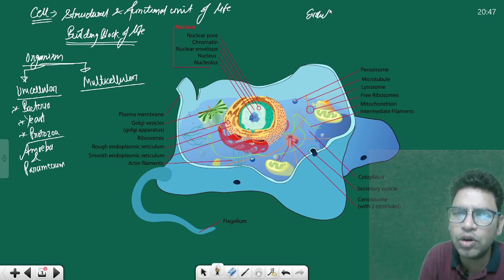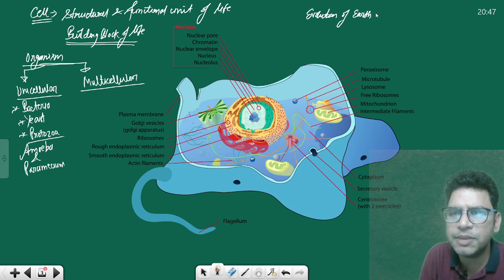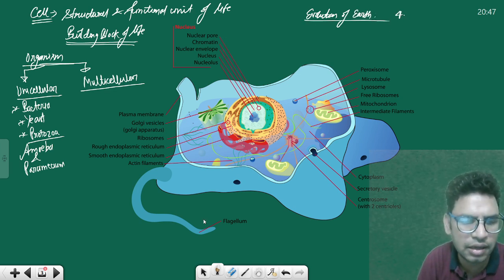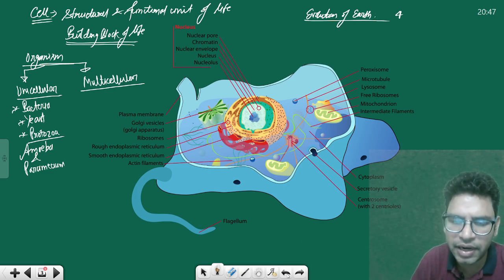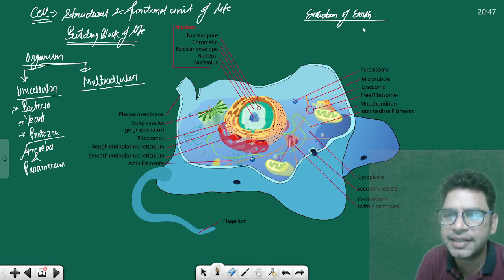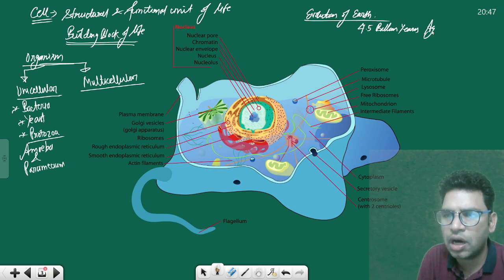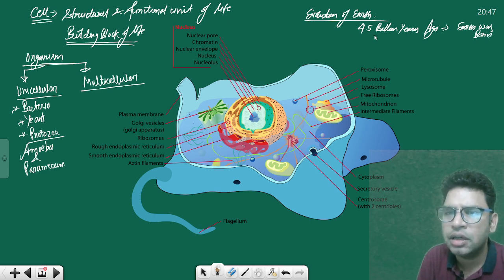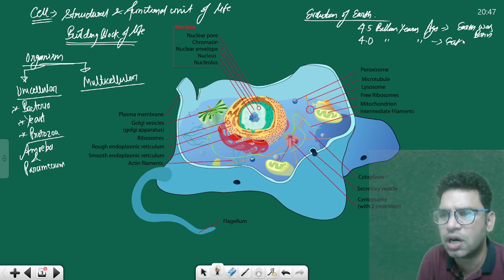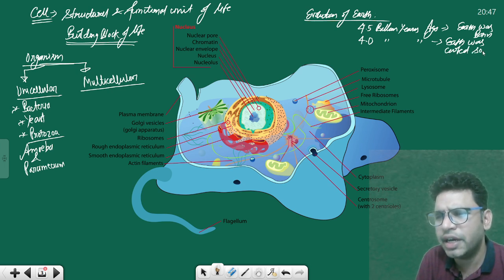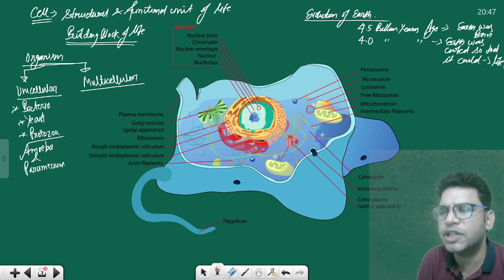If we talk about the evolution of Earth, Earth was born around 4.5 billion years ago, right? So there are some important dates. 4.5 billion years ago, Earth was born. Then 0.5 billion years later, around 4.0 billion years ago, Earth cooled down. Earth was super hot initially, right? Earth cooled down so that it could harbor life. So there was a possibility of life.